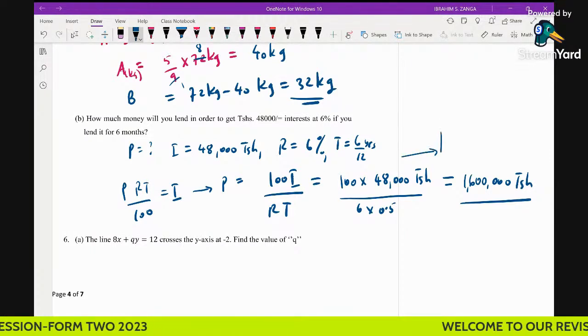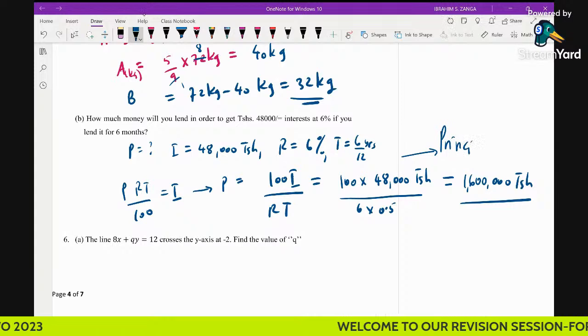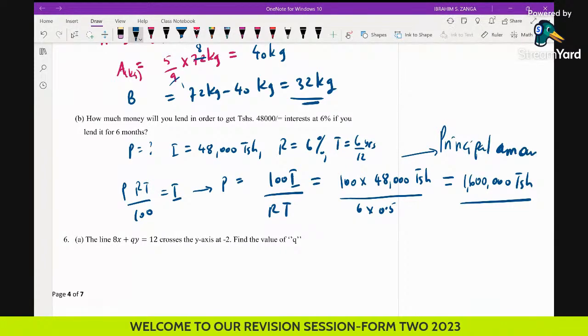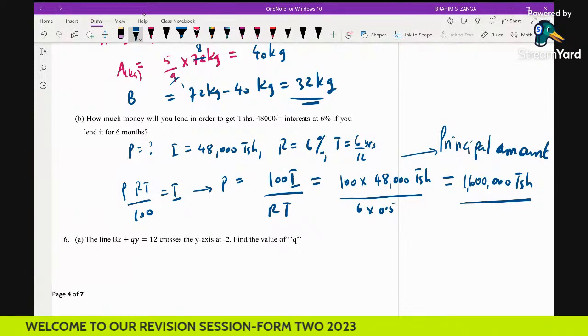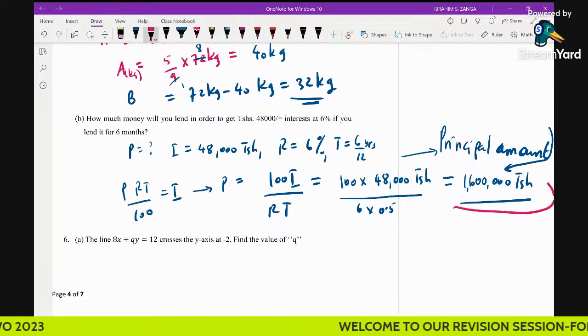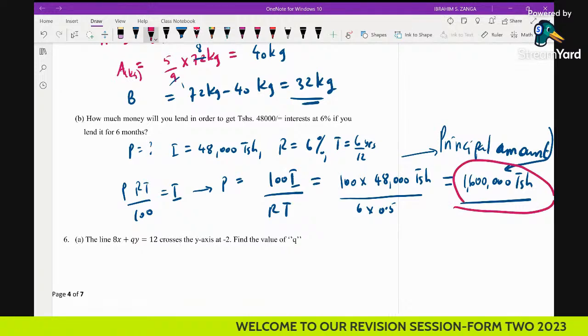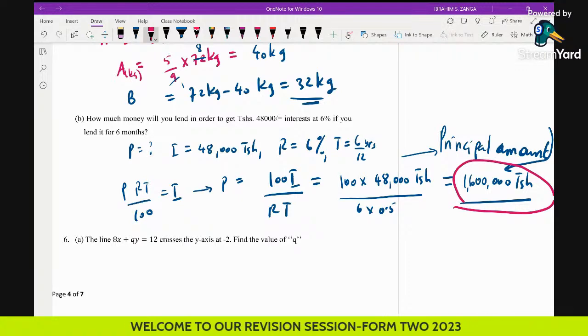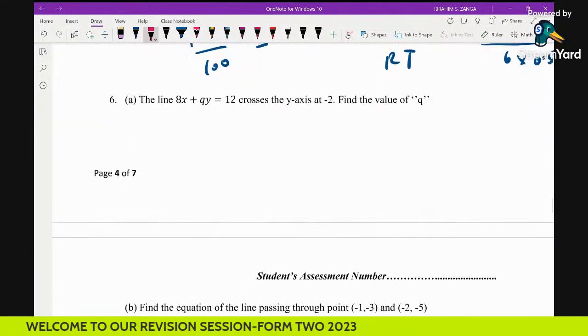So the principal amount to be lended is this amount here, dear students. The principal to be lended is going to be 1,600,000 shilling. Thank you. Going to question number 6.